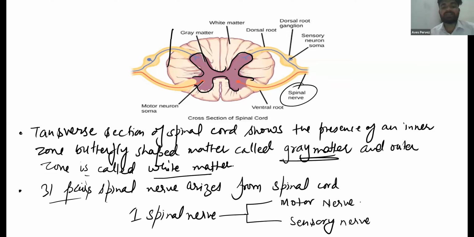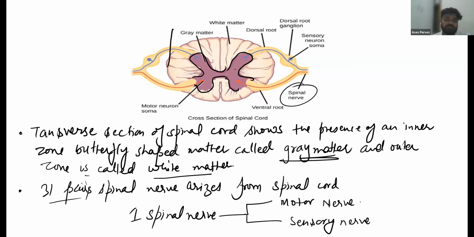Okay, and there are 31 pairs of spinal nerves that arise from the spinal cord. How many nerves arise from the spinal cord? 31 pairs. The spinal cord plays a very important role in control and coordination. From the brain there are only 12 cranial nerves arising, but from the spinal cord there are 31. So more than twice. Okay. Got it? Yes, got it, sir.